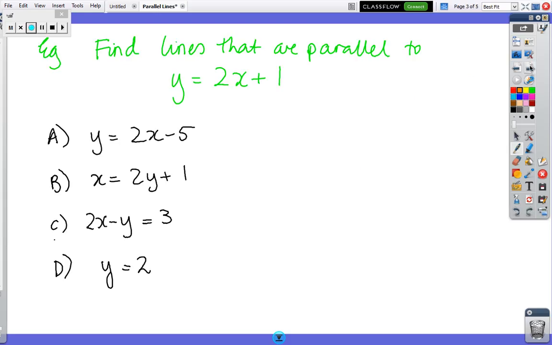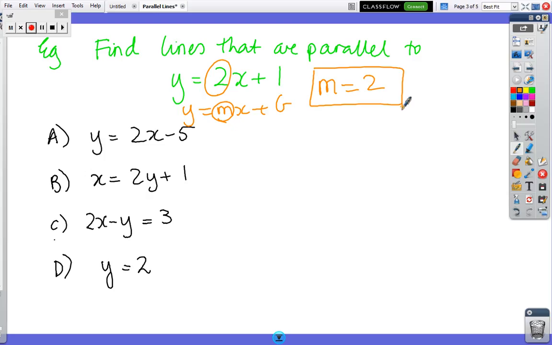Okay. So in this particular one, I want you to find lines that are parallel to y equals 2x plus 1. I'll give you a head start, but if you're not sure, just when you're ready, press play and we'll have a look. Okay, so we're looking at the gradient equals 2. Just remember, we've got y equals mx plus b, so the coefficient of x is the gradient. So we're looking for anything that has a 2 in front of the x. That has a 2 in front of the x, so that is a parallel line.